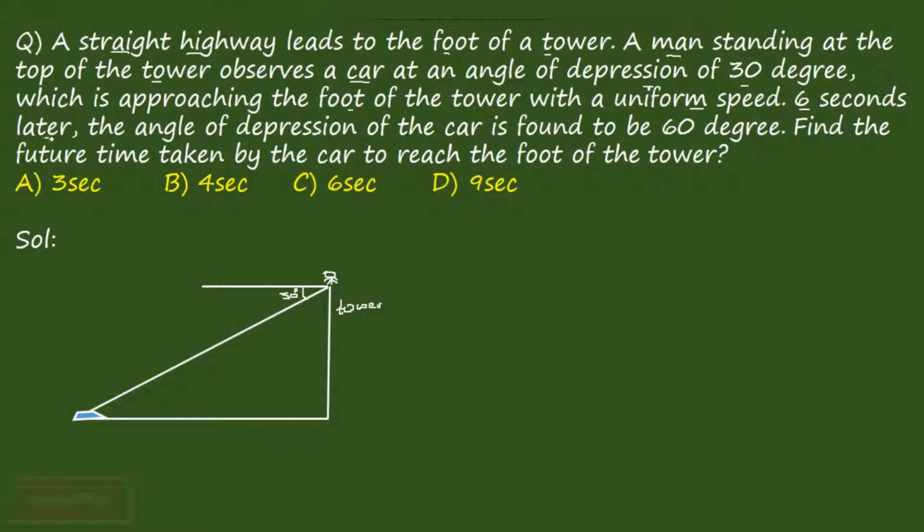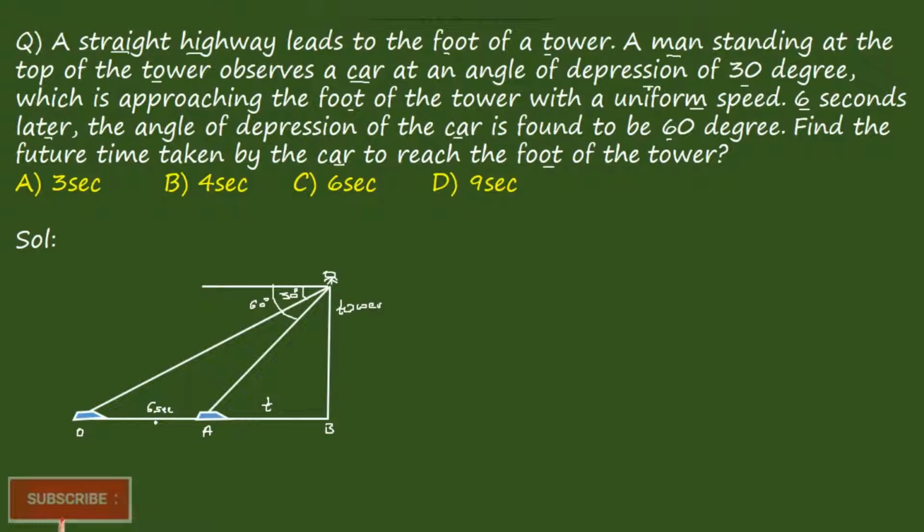6 seconds later, after 6 seconds, the angle of depression of the car is found to be 60 degrees. After 6 seconds, the car is moving forward, and the angle of depression is found to be 60 degrees. Find the further time taken by the car to reach the foot of the tower. We have to find the time when it will reach this particular point. Consider this particular point as O. This is A and this one is B. The time taken by the car to move from A to B, we have to find.